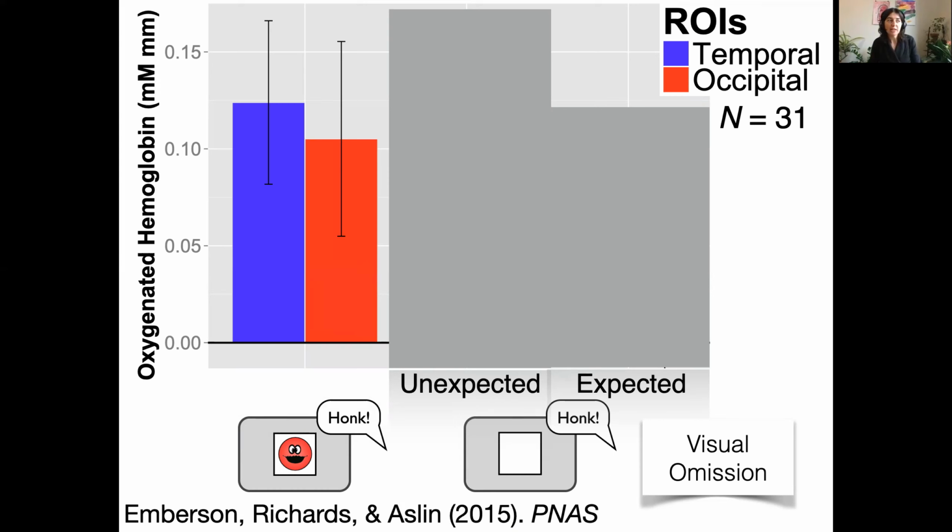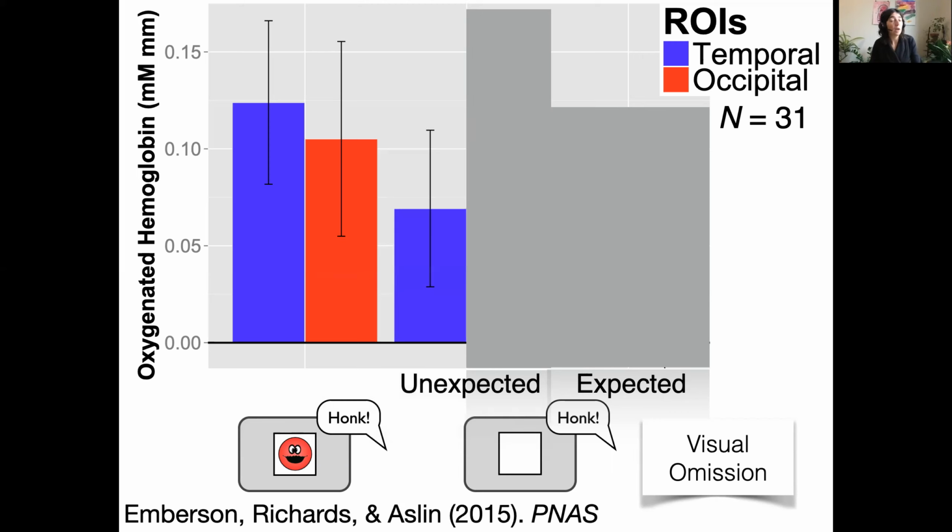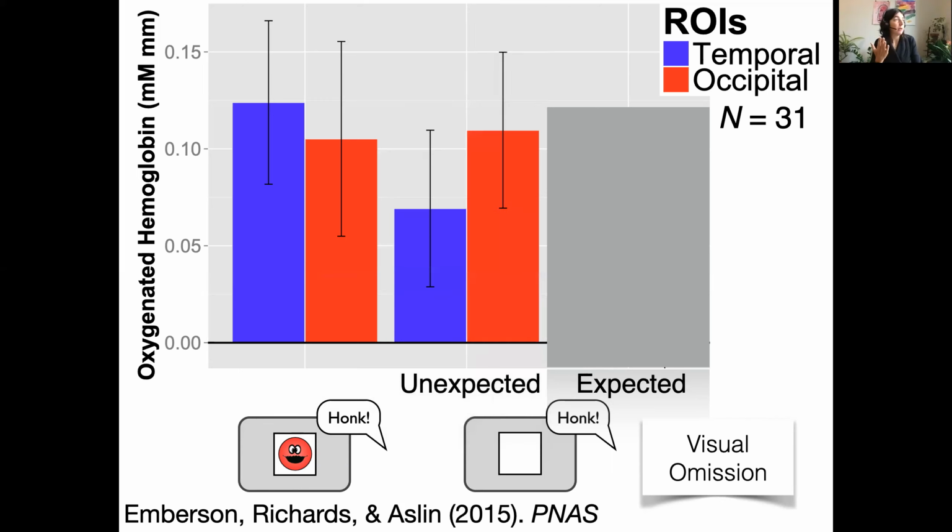So moving on to what I'm calling the unexpected visual emission, because I've thrown in a control condition here. So they're hearing a sound and they're not seeing a visual event. So we still see a temporal lobe activation, as we should, because they're hearing a sound. But crucially, we also see a very, very strong occipital lobe activation.